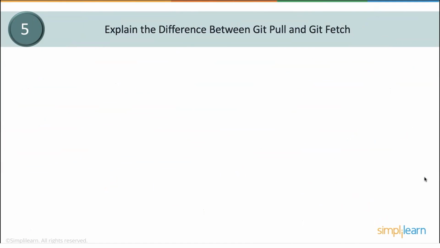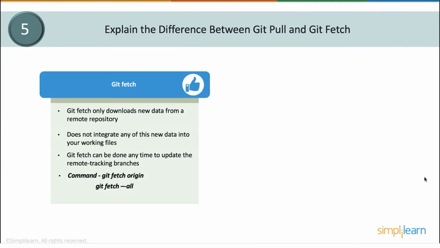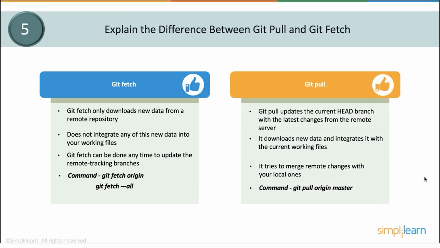Now, next thing, the difference between git pull and git fetch. When we talk about git fetch, it only downloads new data from a remote repository. It does not integrate any of its new data into your working files. Git fetch can be done at any point of time to update the remote tracking branches. Clear? That is git fetch.